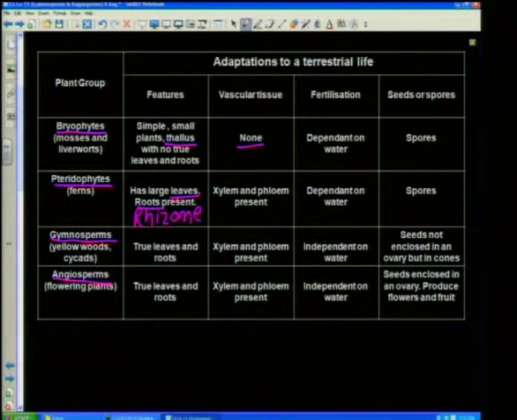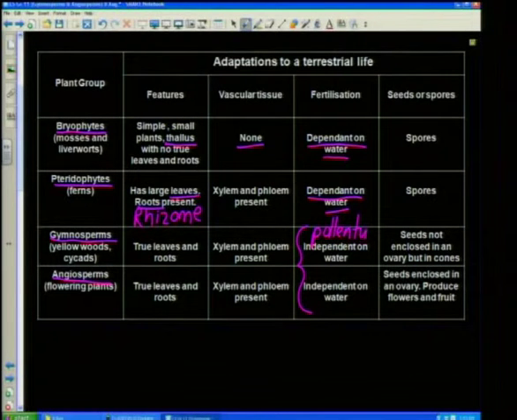xylem and phloem. In these ferns, gymnosperms and angiosperms. Fertilization: moss depends on water. Remember that? Ferns depend on water. These two are independent of water. They had pollen tubes that took the male cells to the female cells. Seeds or spores: spores in the moss, spores in the ferns, seeds that are not enclosed, and seeds that are enclosed in the seed-bearing. So these are seed-bearing plants.